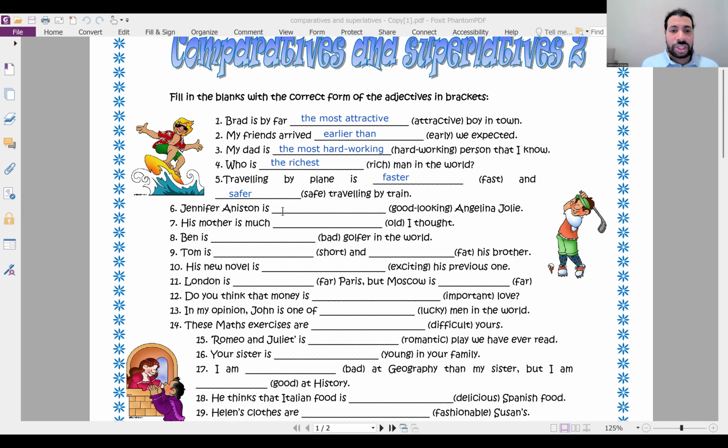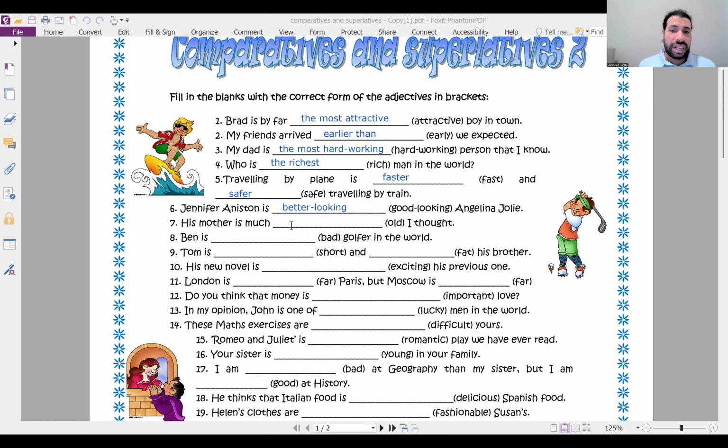Jennifer Aniston is Angelina Jolie. So it will be right. Good. Can we say gooder? No, or better looking.